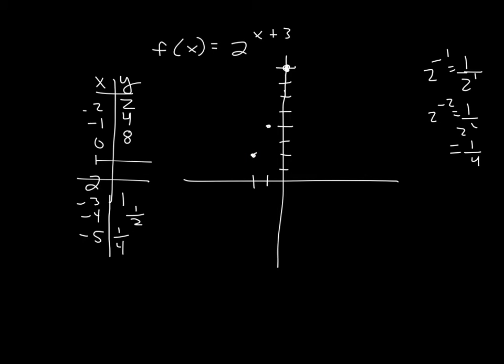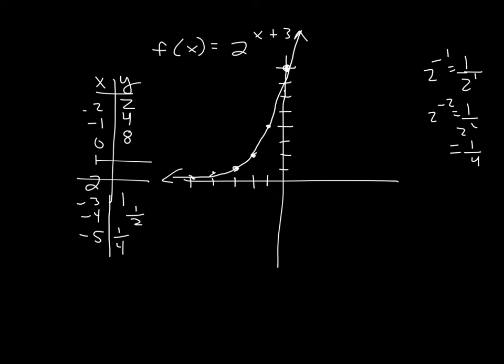We have -3, 1. -4, half. It's kind of like in there. And then -5 is a fourth, which is down there somewhere. So there's our graph. So what happened? Doesn't really look that different than the original, does it?